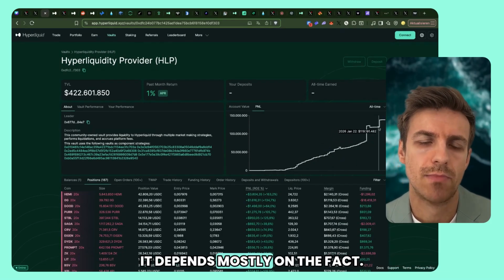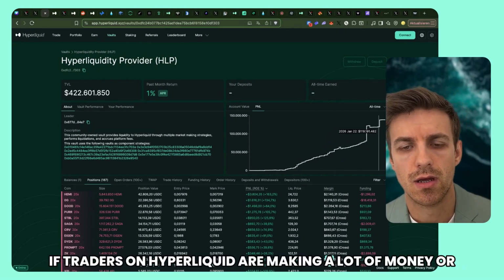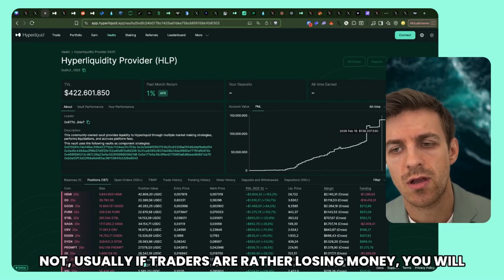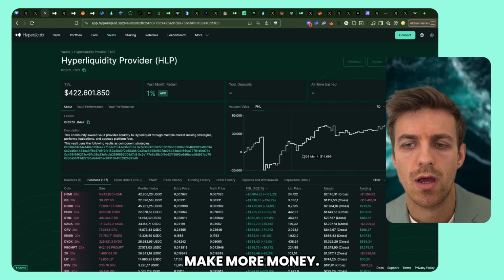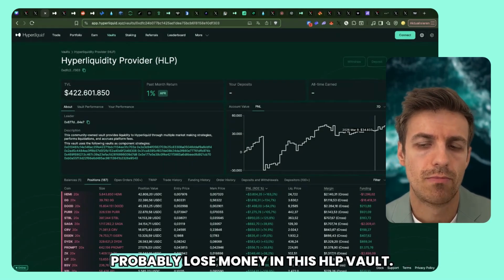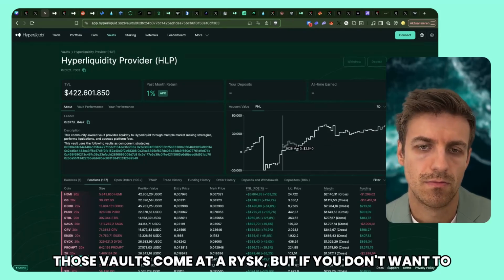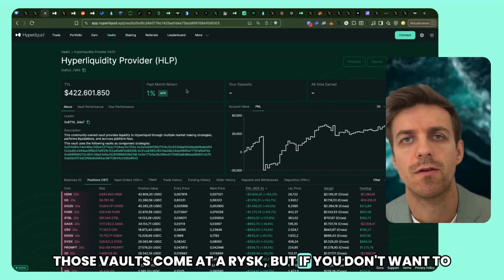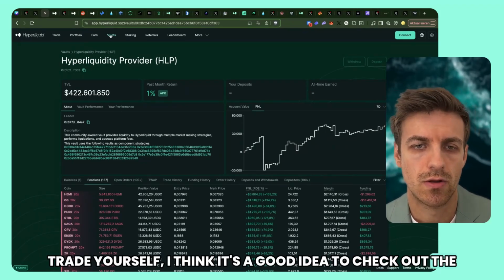It depends mostly on whether traders on Hyperliquid are making a lot of money or not. Usually, if traders are losing money, you will make more money. And if traders are becoming really profitable, you will probably lose money in this HLP vault. Yeah, those vaults come at a risk, but if you don't want to trade yourself, I think it's a good idea to check out the vaults.